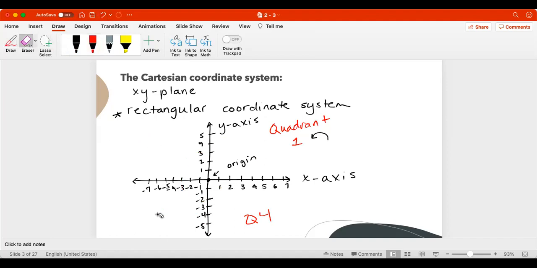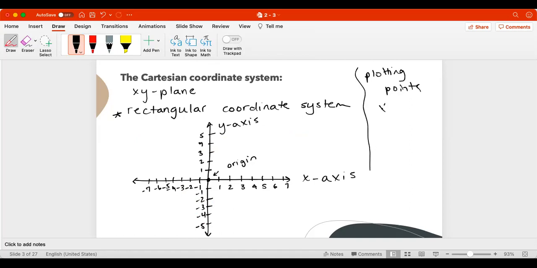Okay, so the next thing we're going to talk about is plotting points. We'll be given an x value and a y value. So let's say x is 2 and y is 3. We can write this as a point where the x value always comes first. So this is going to be (2, 3).